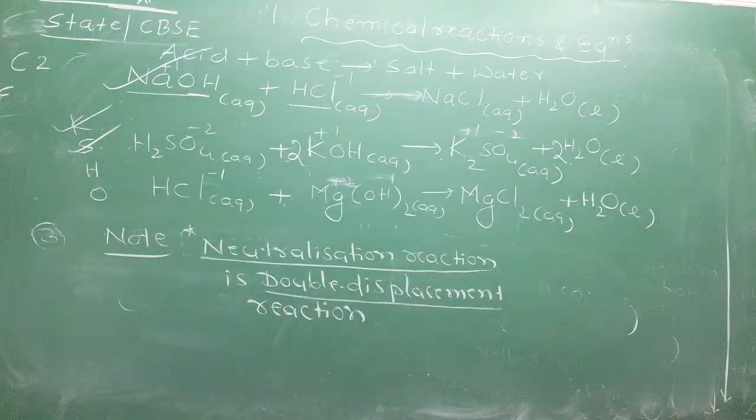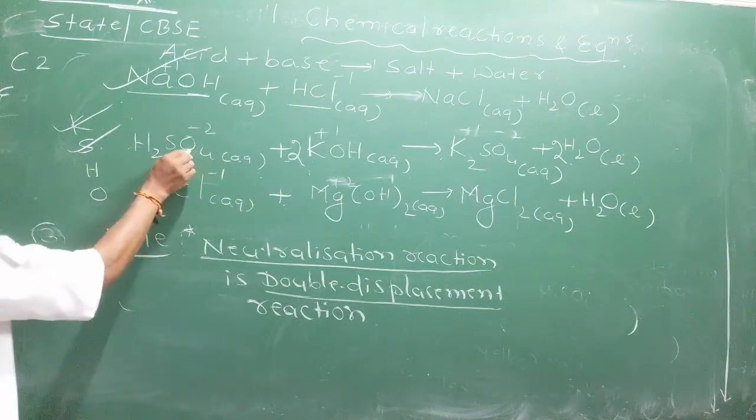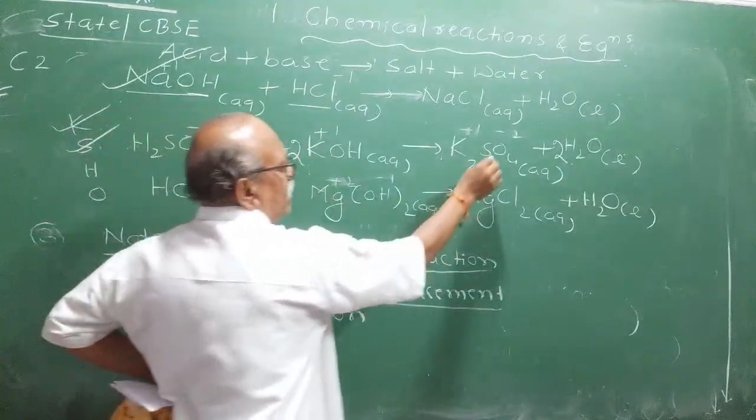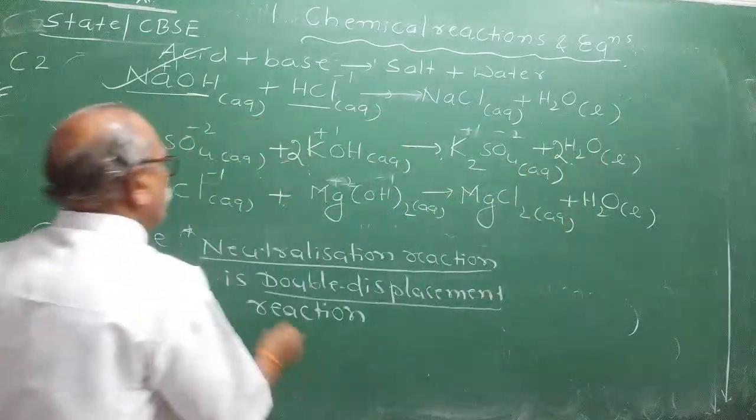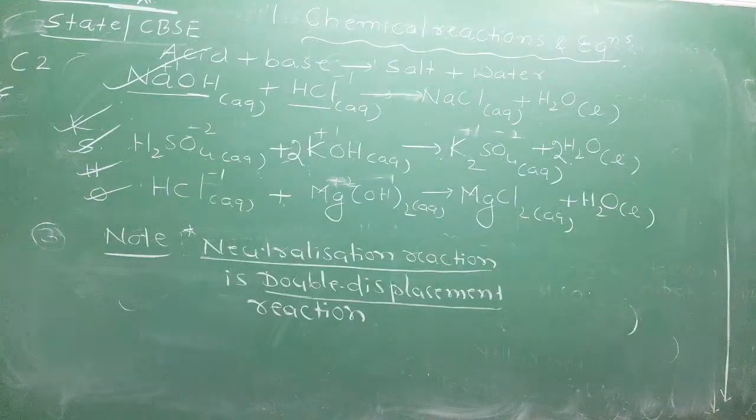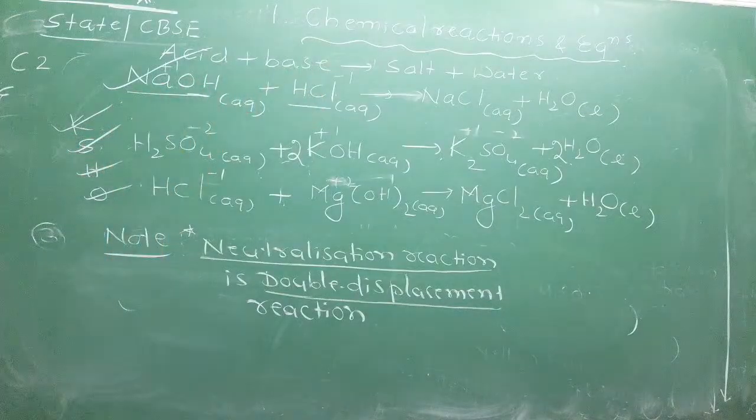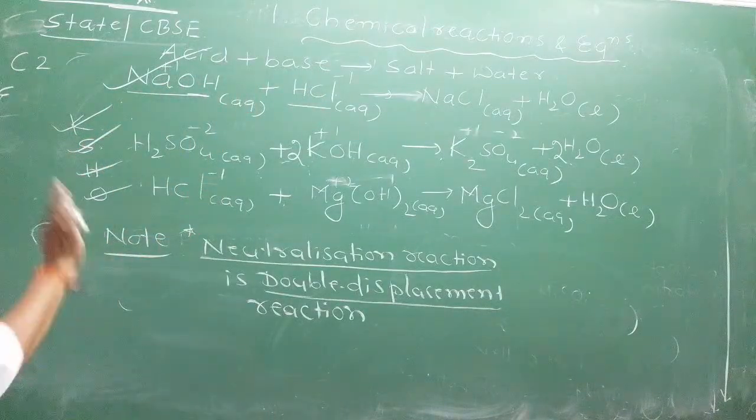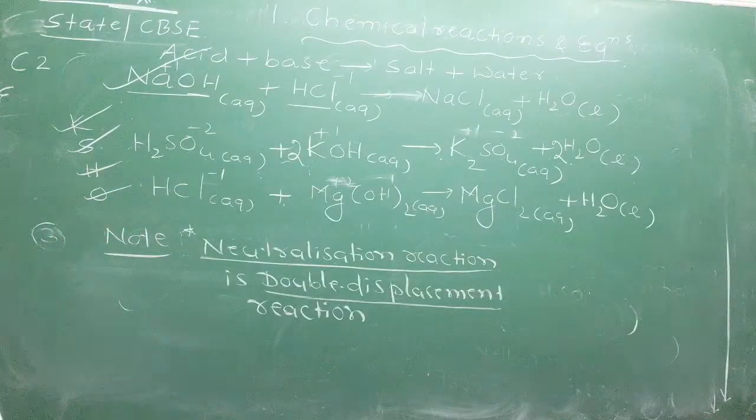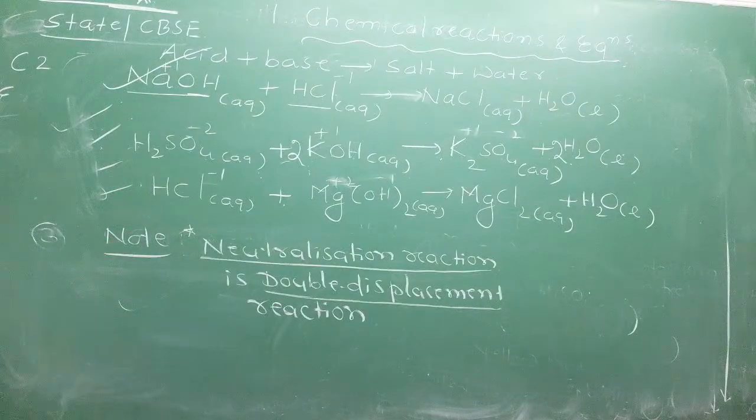Now count the number of oxygen atoms. Here sulfur atom is 1, 1. Oxygen atoms are 4 plus 2, 6. Here 4 plus 2, 6. Oxygen atoms are balanced. Hydrogen atoms are balanced and the equation is balanced. Balancing is very important in chemical reactions and equations. Writing correct formula, balancing is a basic thing.